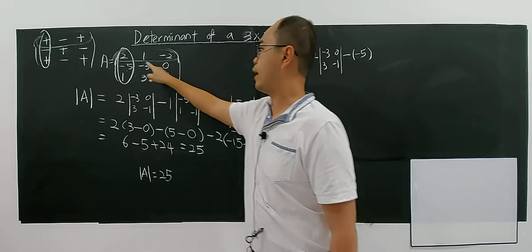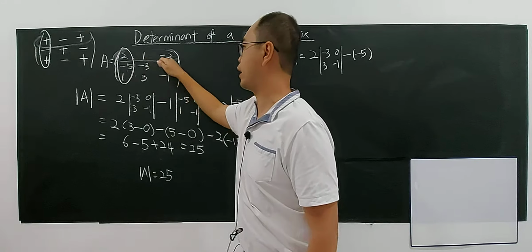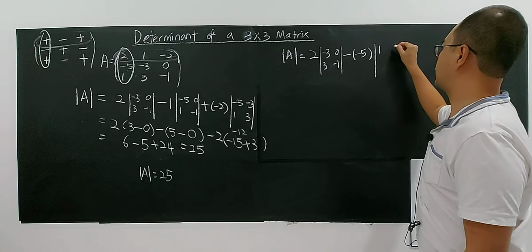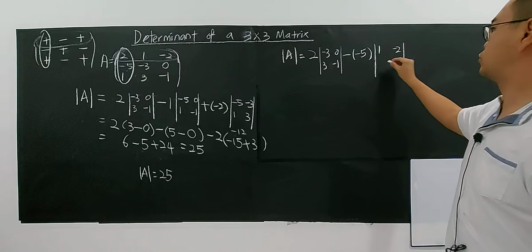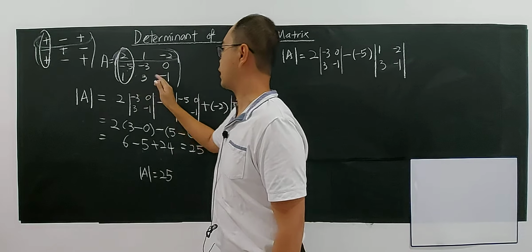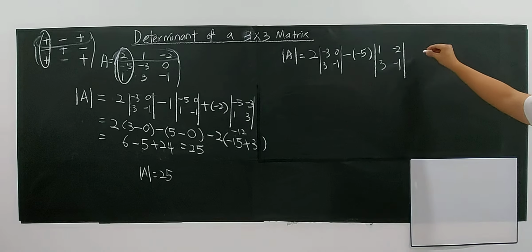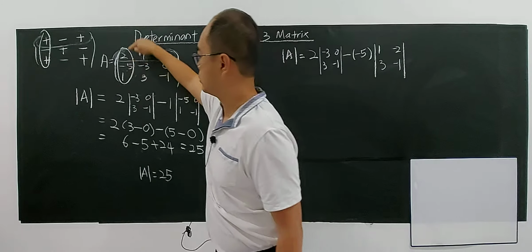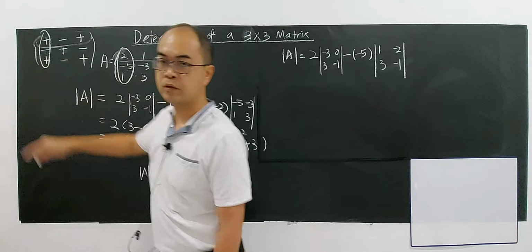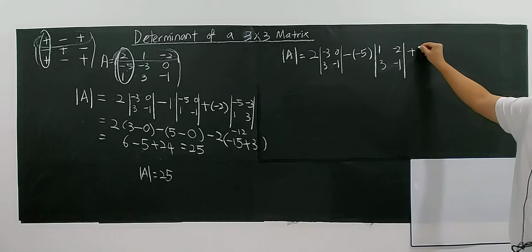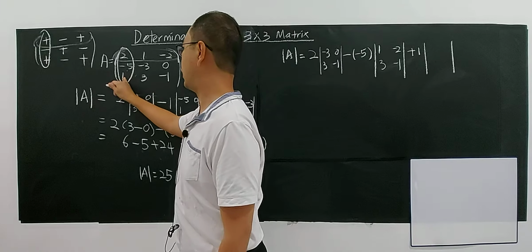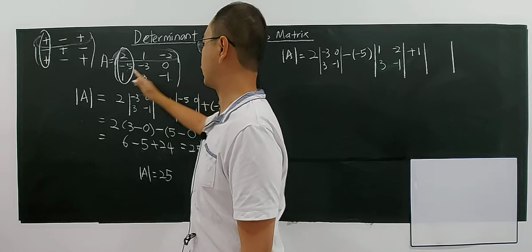What's the minor for negative 5? You delete the row and the column, this row and this column. So you have 1, negative 2, 3, negative 1. Then finally you go for the last element in this column, 1. The sign is positive, so you write positive 1. What's the minor for 1 here? You delete the row and the column, and it is an L shape.